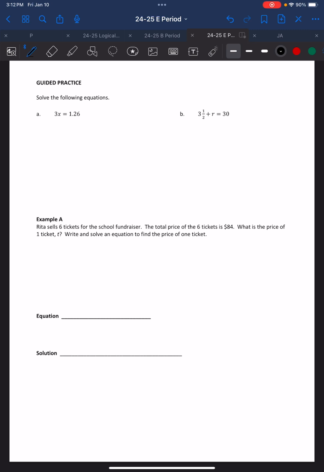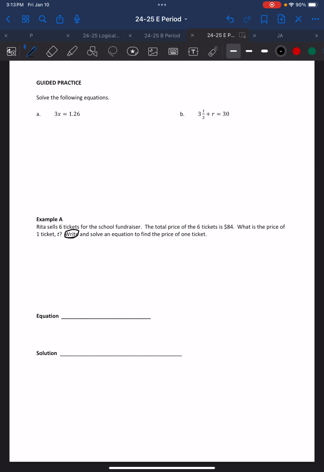So let's get into this word problem here because we're going to write an equation and then we're going to solve the equation. All right? So Rita sells 6 tickets for the school fundraiser. The total price of the 6 tickets is $84. What is the price of 1 ticket, T? Write and solve an equation to find the price of 1 ticket.